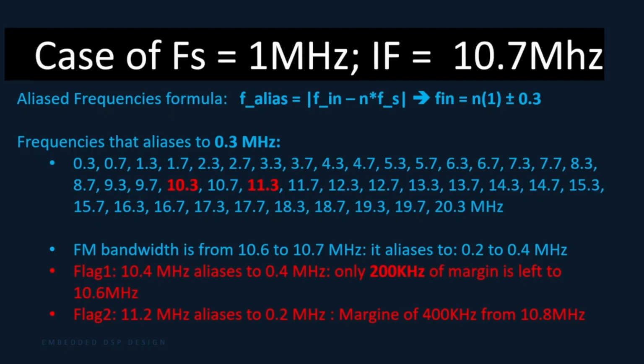The same thing goes for 11.2. When you sample 11.2 megahertz with 1 megahertz, it's going to alias to 0.2 megahertz, and that's again at the lower edge of our passband.